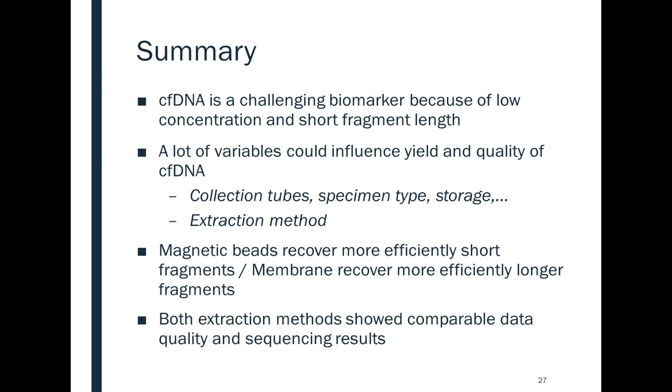Here's a great question. What kind of extraction method do you prefer? Both kits have their benefits and drawbacks, and in our lab, we prefer an automated solution because we have many liquid biopsy samples. But the point is, whatever extraction method you use, you have to carefully establish and validate the workflow under the conditions in your lab.